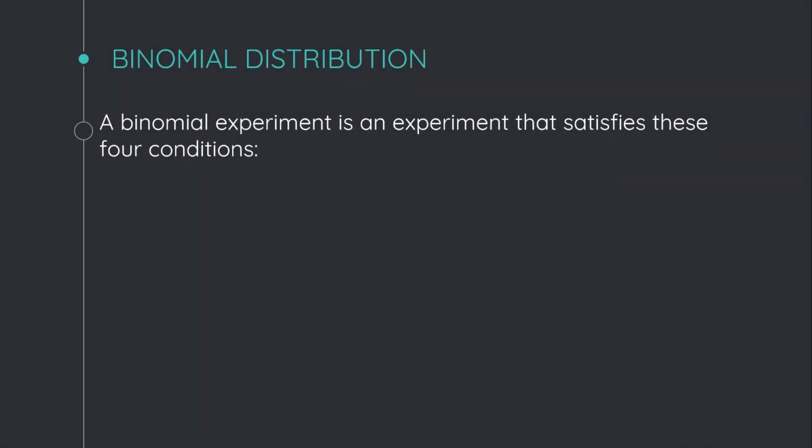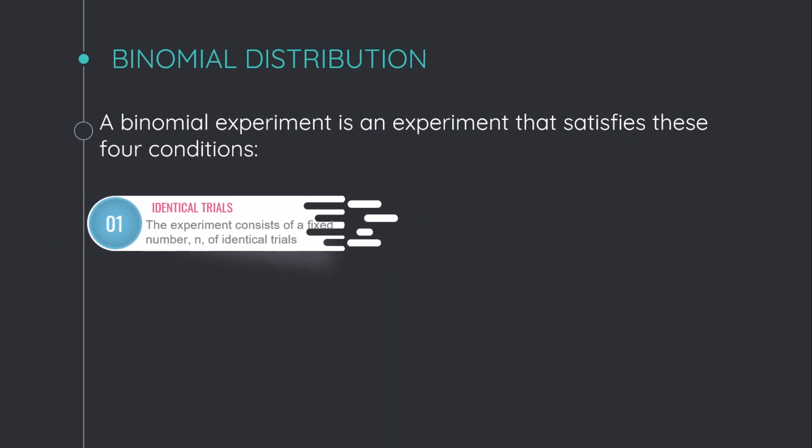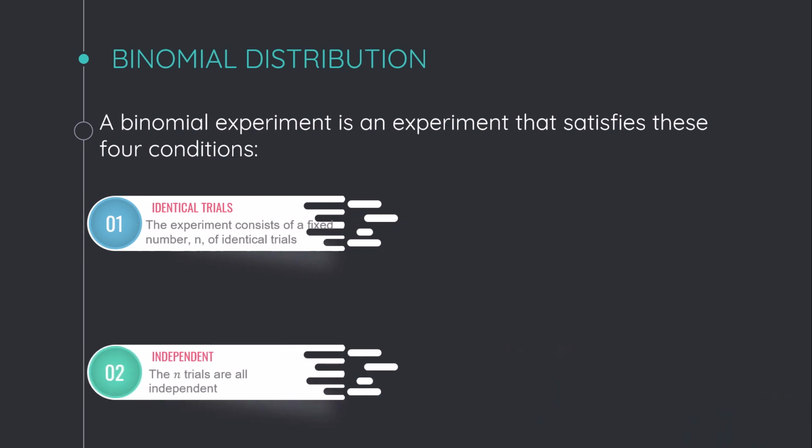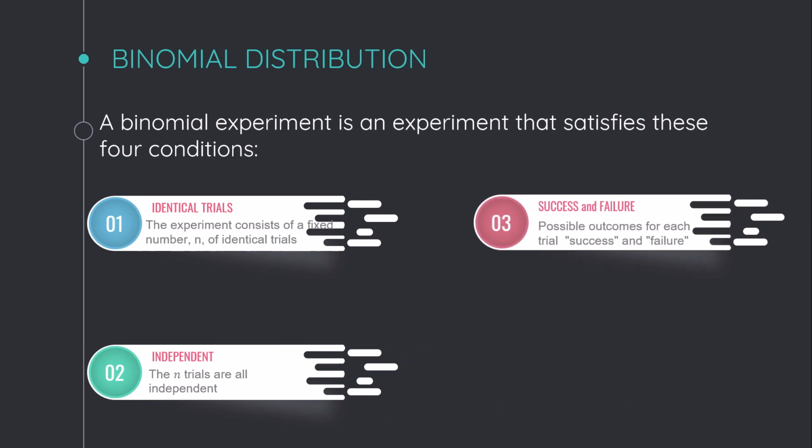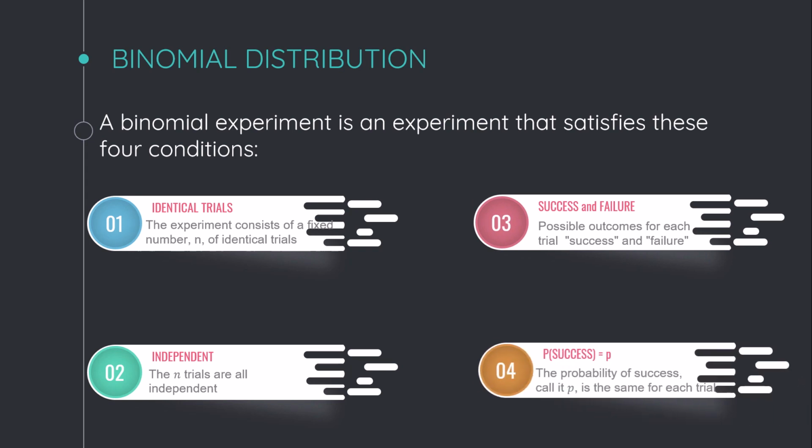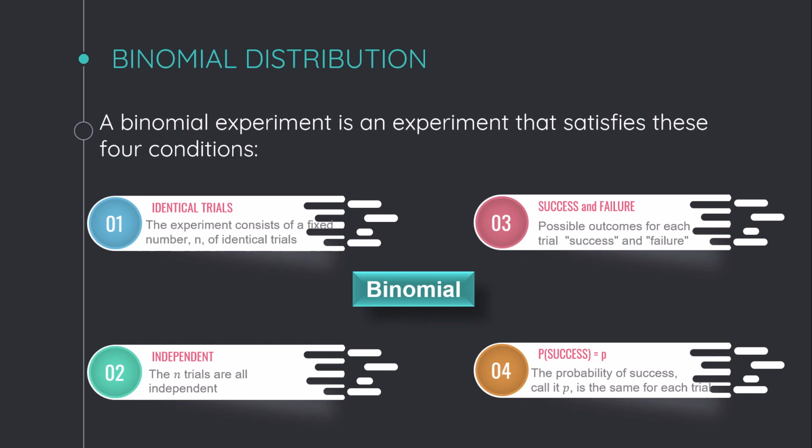How do we identify the binomial experiment? We need to check four conditions. First one, the experiment consists of n identical trials. Second one, these trials should be independent. Third one, as I mentioned before, it has only two possible outcomes. The fourth, the last one, the success probability is always the same for each trial. If these four conditions are satisfied, it is a binomial experiment.